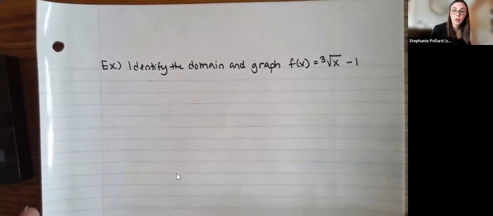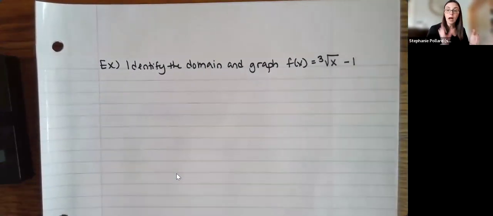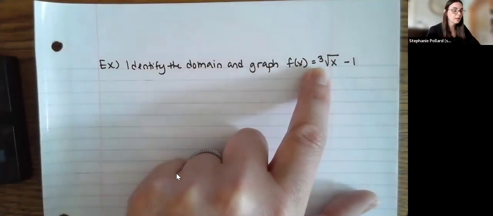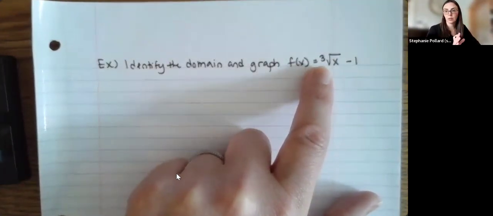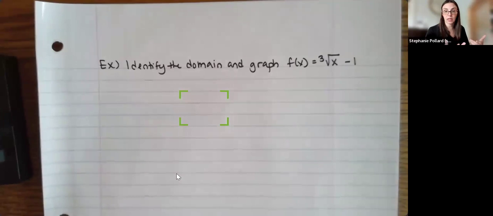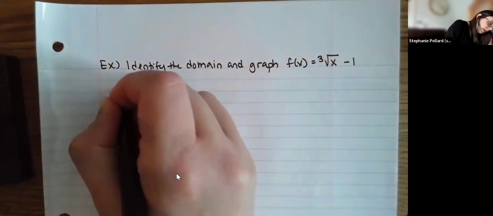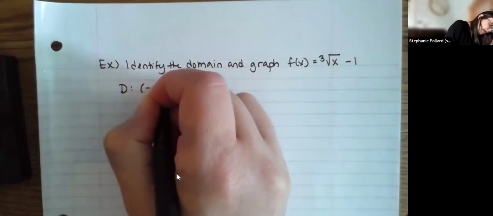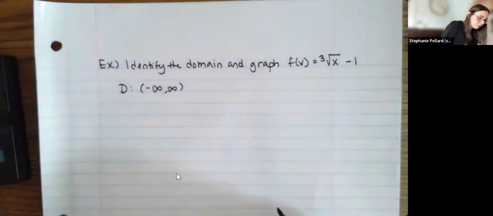Here we have a cubed root. Now, for odd powers, right? So here it's an odd index, or an odd root, I should say. There is no restriction on domain. Domain is going to be all real numbers. So you only have to worry again when you have an even index or an even root. So my domain here is all real numbers. I can pick anything I want to plug in.